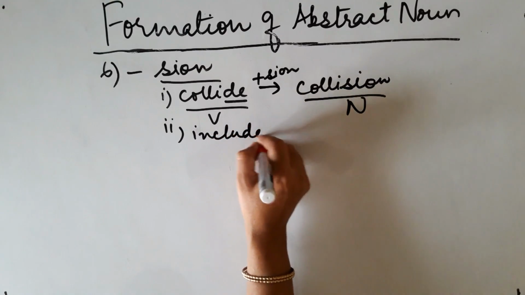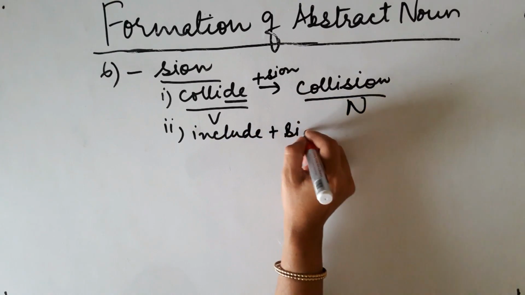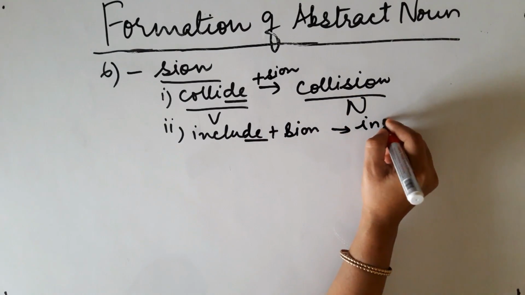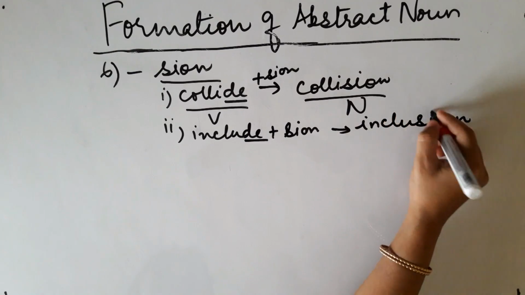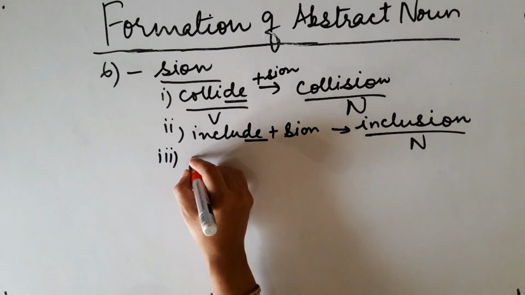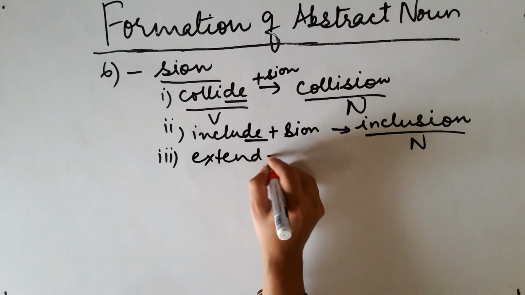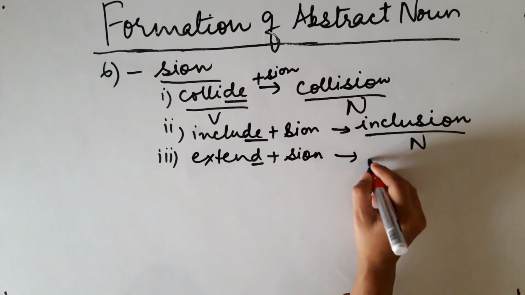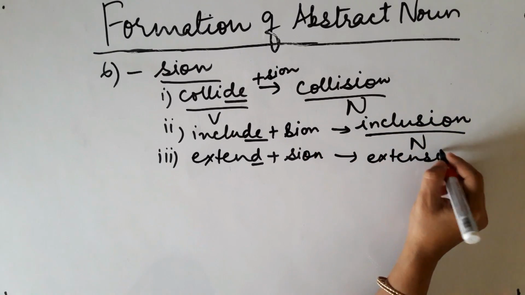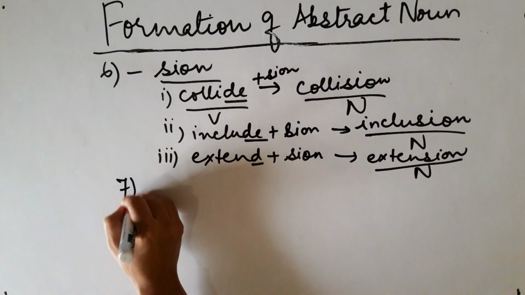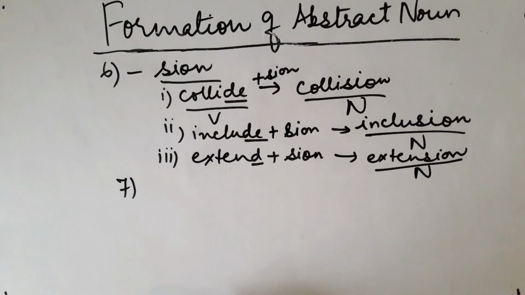Next we have include. Words like include, we add sion. Again the same thing, we are replacing this de, it becomes inclusion, which is a noun. We have the third word in hand, that is extend. Here we will replace only d and we will put sion and it becomes extension. All these words have now changed into noun. Yet another way of changing verbs into nouns is by adding double sion.